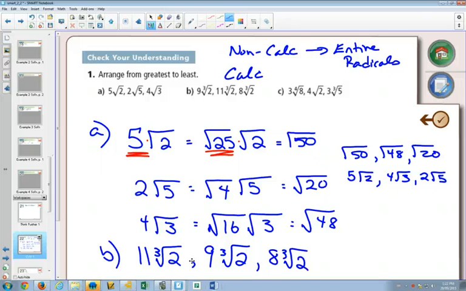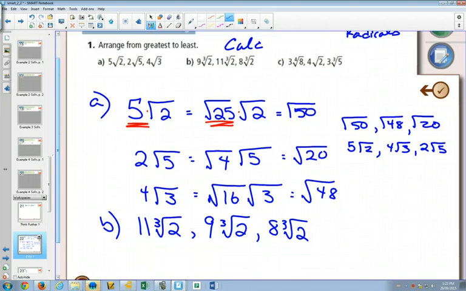So if they're already all part of the same family, it's easy to tell which one's the biggest and which one's the smallest. For the last one, since we're dealing with different kinds, we have fourth roots, square roots, and cube roots, part C would only show up if it was on a calculator part. So you would go to your calculator.